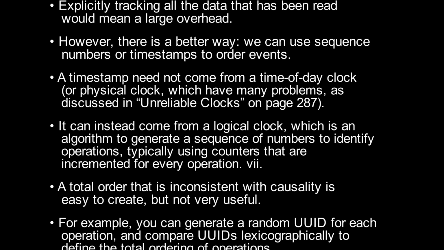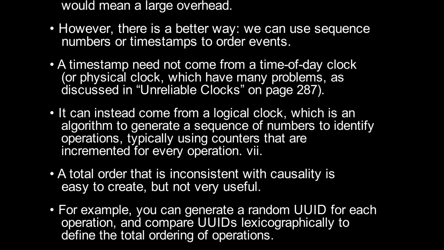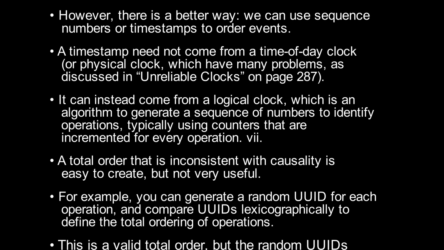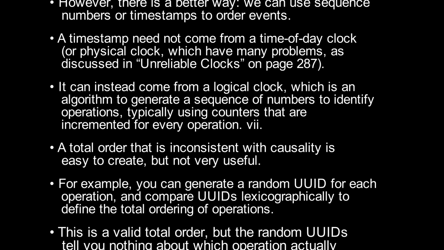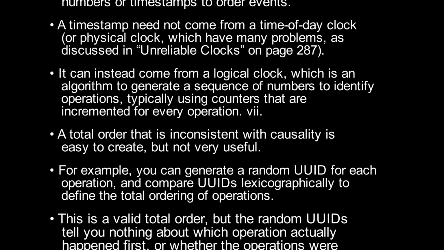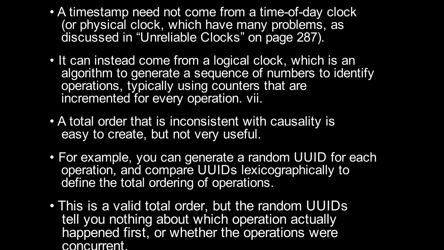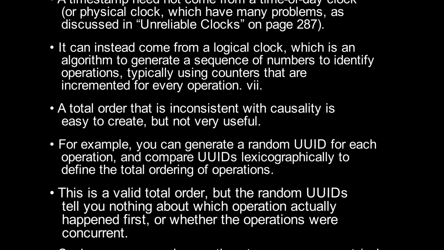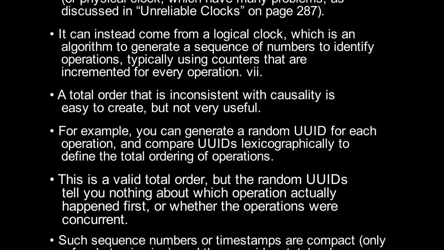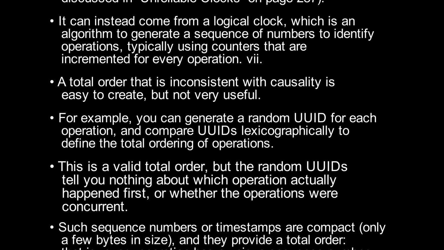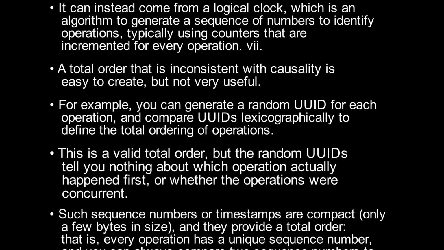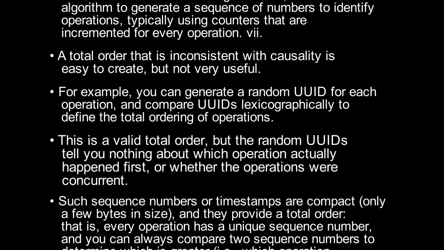A total order that is inconsistent with causality is easy to create, but not very useful. For example, you can generate a random UUID for each operation, and compare UUIDs lexicographically to define the total ordering of operations. This is a valid total order, but the random UUIDs tell you nothing about which operation actually happened first, or whether the operations were concurrent.